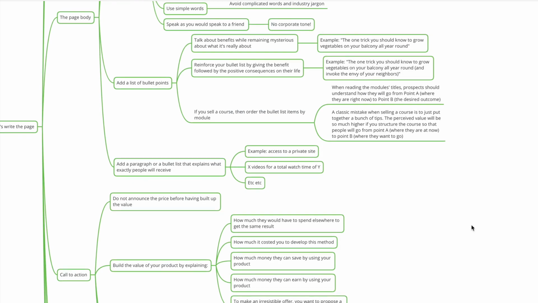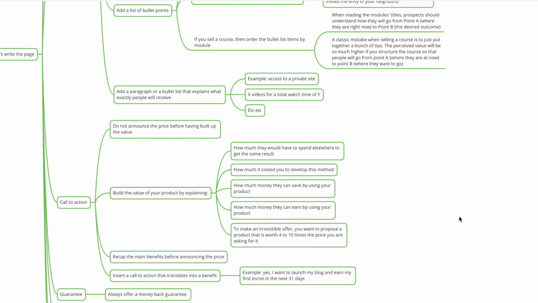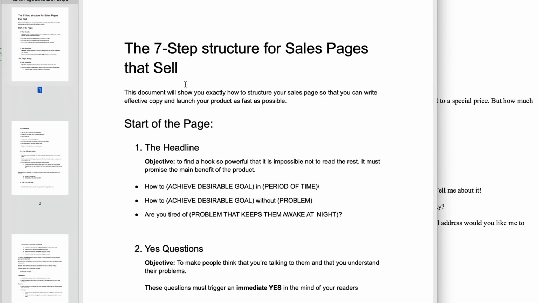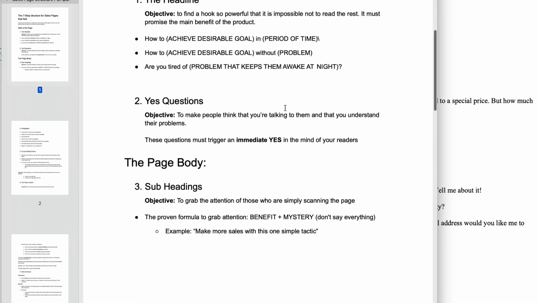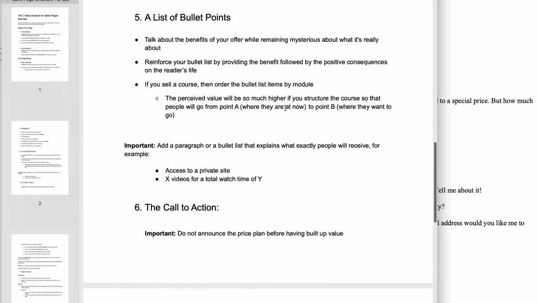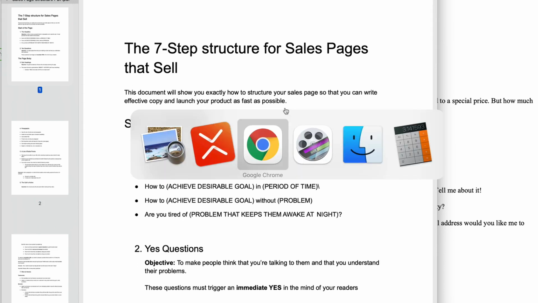Then you're going to have a paragraph that explains what exactly people will receive, so remember, these are the features. Okay, you're going to get access to a private site where you're going to get access to 3 videos. Total time is going to be like 1 hour, 2 hours, whatever. And then you have the call to action. And remember that you have this structure here, that recaps the different parts of your sales page with also some advice on how to write it.